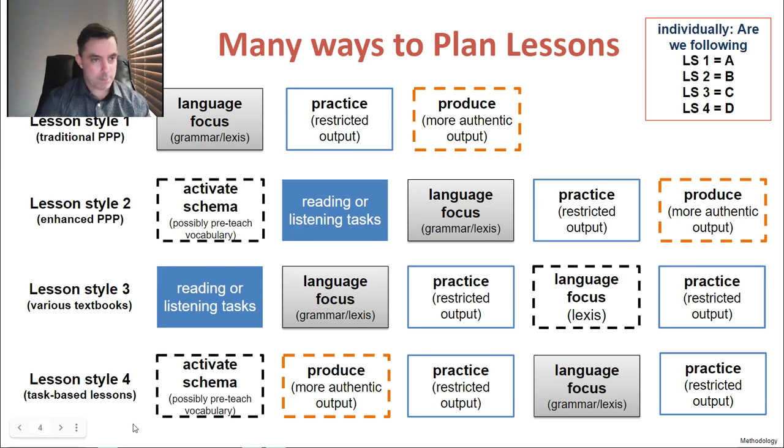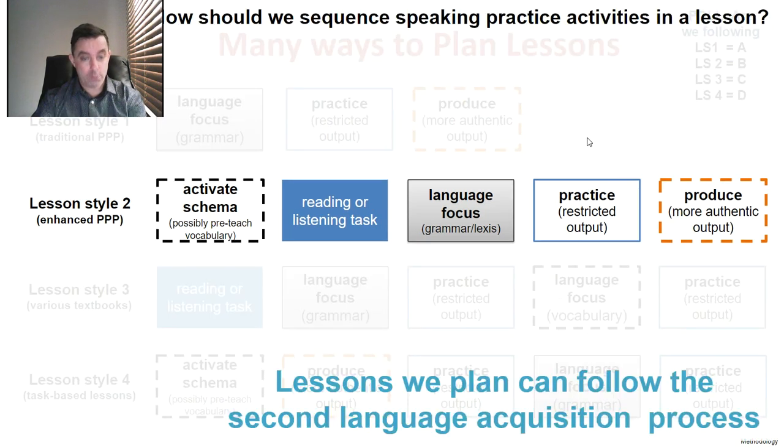Or is it this task-based lesson style 4, where we activate schema, and we go right into fluency, and then we practice grammar kind of more accurately, and then we do some kind of discovery of grammar, and then we practice again? So 1, 2, 3, or 4, say your answer to yourself right now. And if you said 2, you would be correct. This is the lesson style that we focus on.